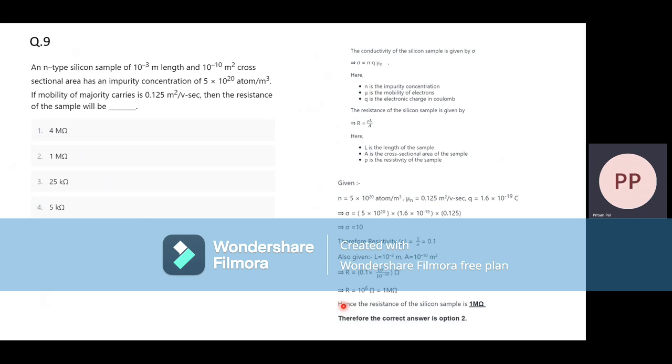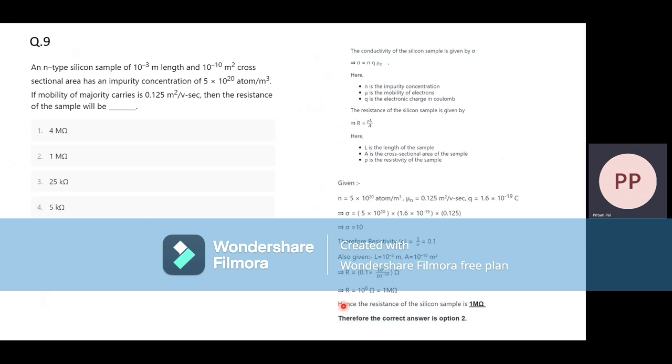So the conductivity of the silicon sample is given by sigma, which is nothing but n q mu n, where n is the impurity concentration, mu n is the mobility of electrons, and q is the electronic charge in coulomb. The resistance of the silicon sample is given by R equals rho L by A. Here L is the length of the sample, A is the cross-sectional area of the sample, and rho is the resistivity of the sample. Some parameters are already given, so you just plug them into the equation and calculate the resistance of the sample. Here n is given, mu n is also given, and q you know by definition.